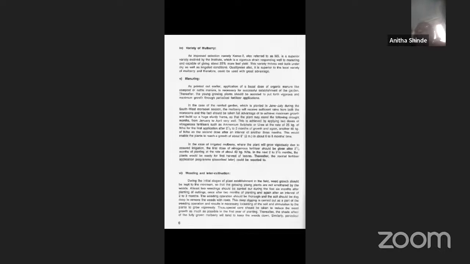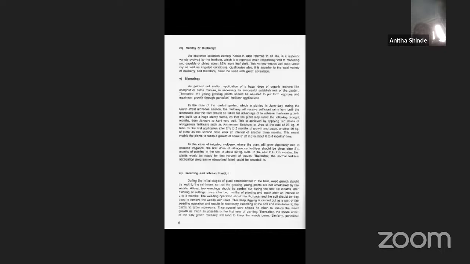Therefore, the young growing plants should be assisted to put forth vigorous and maximum growth through periodical fertilizer. So we need to give this manure in the form of fertilizer. Fertilizer application is very essential. Here again, they have said that in the case of a rainfed garden, which is planted in the month of June to July during the southwest monsoon period, the mulberry will receive sufficient rains from both the monsoons, and therefore it should take full advantage to achieve maximum growth and build up a huge plantation so that the plant may stand the following drought months from January to April.